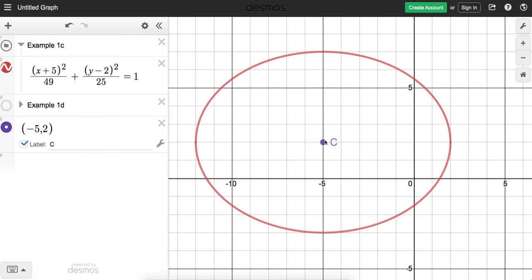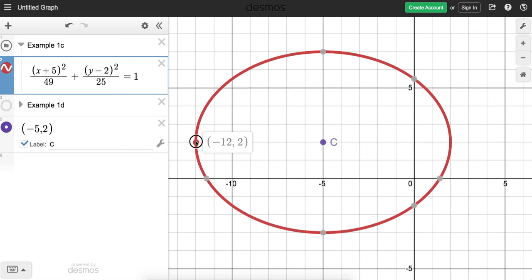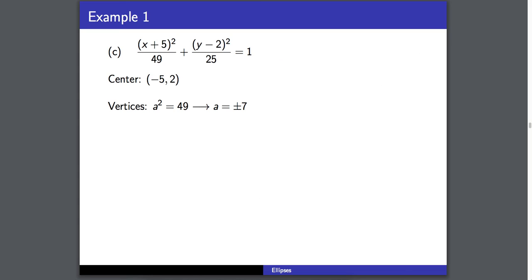So from our center, we're going to count 1, 2, 3, 4, 5, 6, 7 spaces to the left. And we have (−12, 2). And we're going to count 7 spaces to the right, 1, 2, 3, 4, 5, 6, 7. And get (2, 2). So we're going to add and subtract 7 from the x coordinate of our center, going left and right. And again, it's going to give us (−12, 2) and (2, 2).